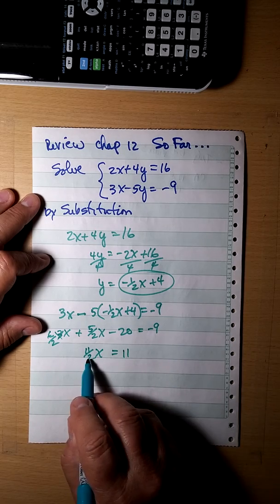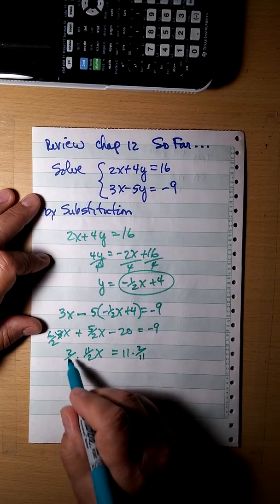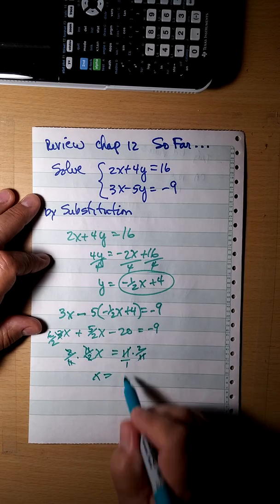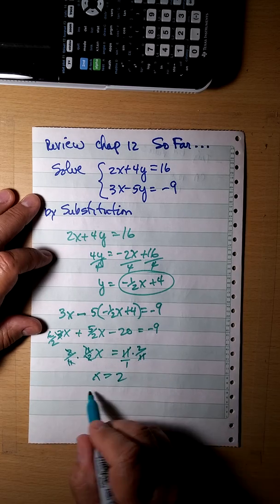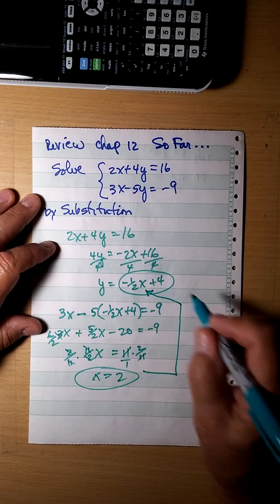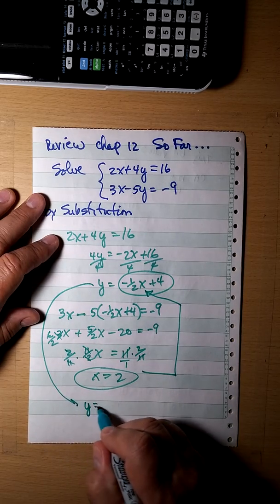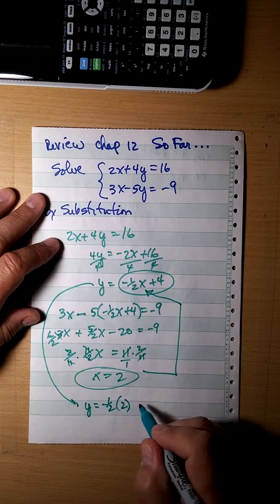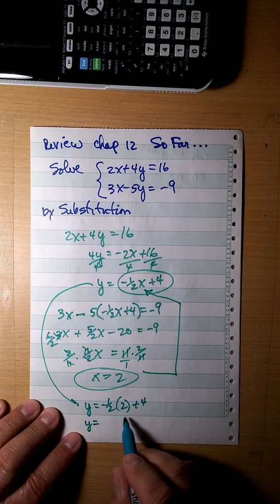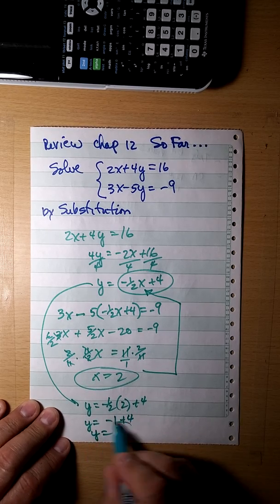So in order to get rid of 11 over 2, you multiply by 2 over 11, because the 2's cancel, the 11's cancel. X equals 2. So that's part of the answer. Take that and substitute it in for x. Y is equal to a negative 1/2, x is 2, plus 4. So this is negative 1 plus 4, so y is equal to 3.